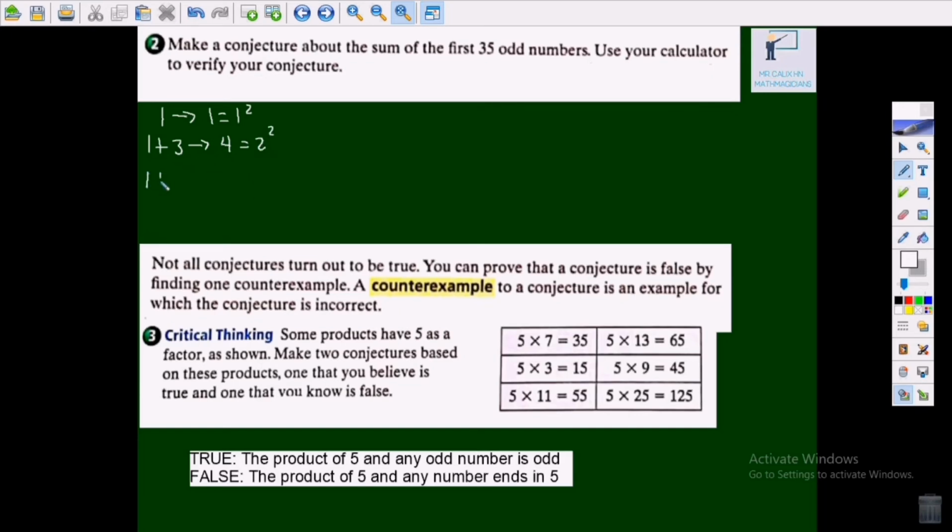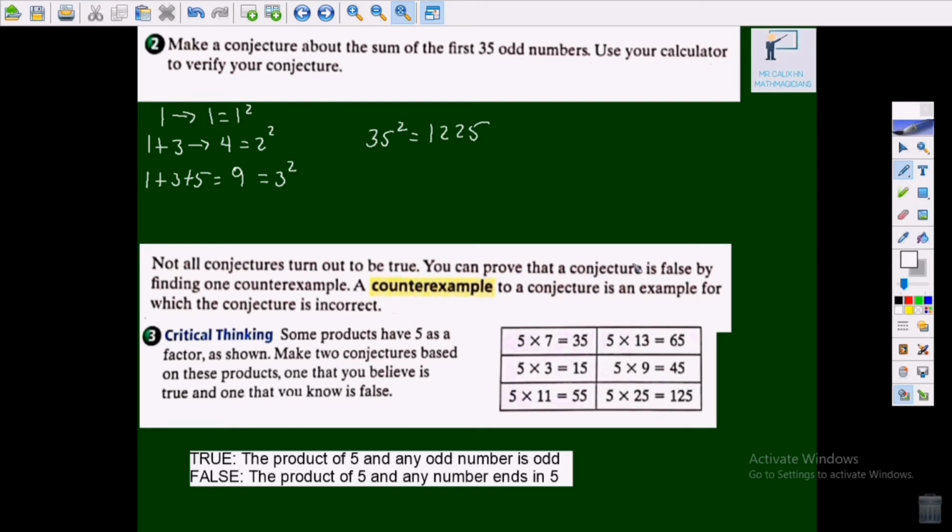Then if we have 1 plus 3 plus 5, this is actually equal to 9, which is 3 to the squared power. We found our pattern. That means that the 35th number would be 35 to the squared power. And if you evaluate this in your calculator, it would be 1,225 as an answer.